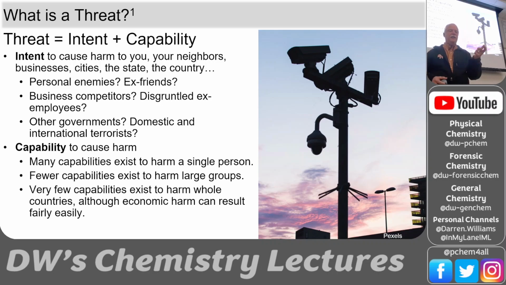Many capabilities exist to harm a single person, so it's impossible to get rid of all capabilities, right? In the UK, they banned handguns, and so the knife crime goes up. So what are they going to do? Are they going to ban all knives? Well, you've got to cook, you've got to cut onions, you've got to do things in the kitchen. So it's hard to tamp down on all the capabilities, especially person to person. Okay, so we're going to have to look at larger capabilities that could harm large groups.